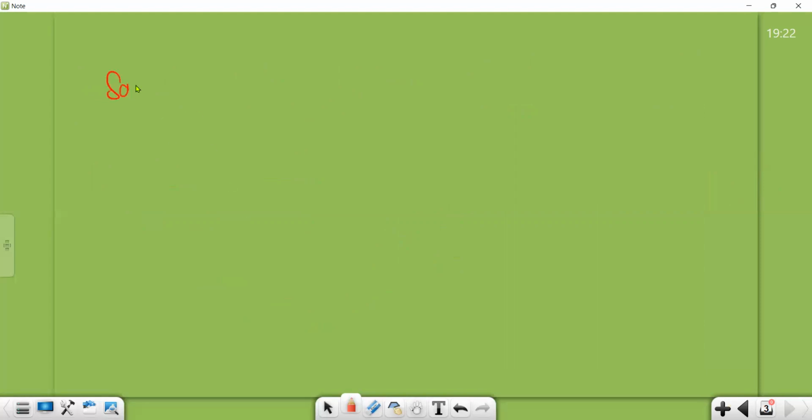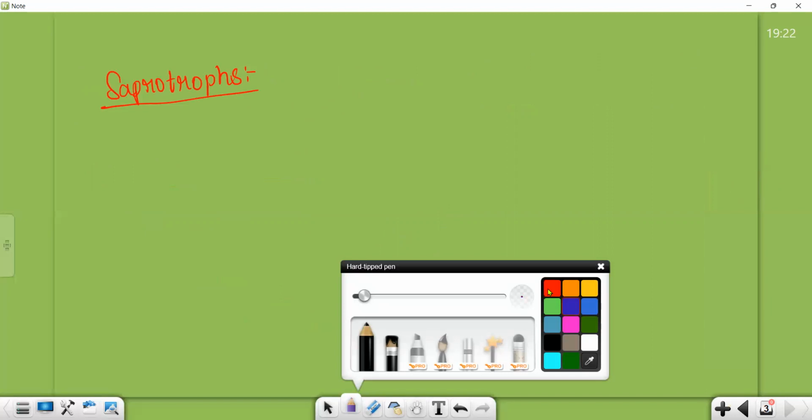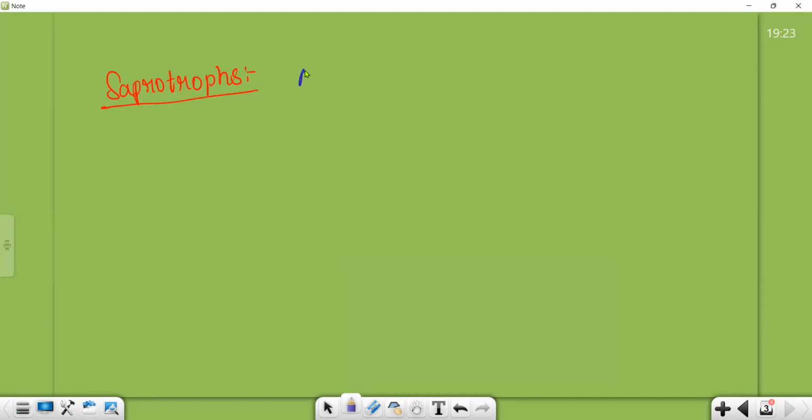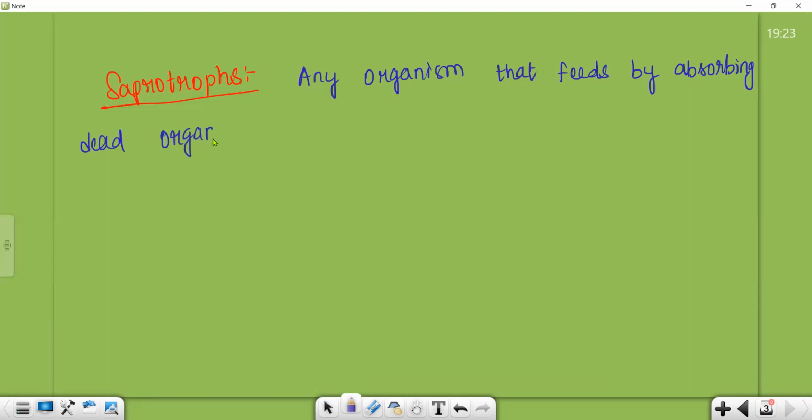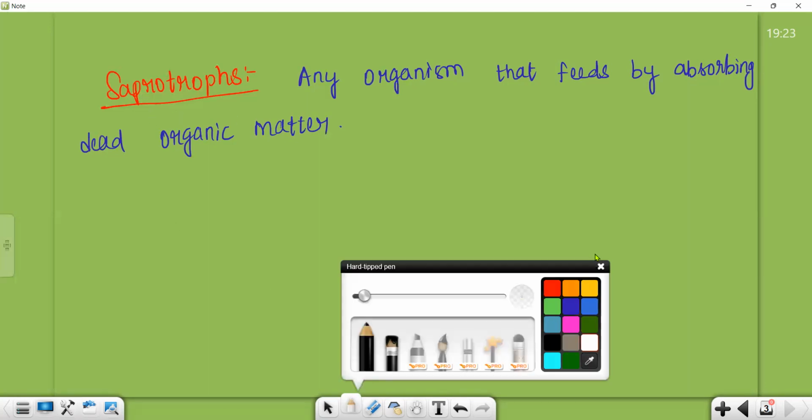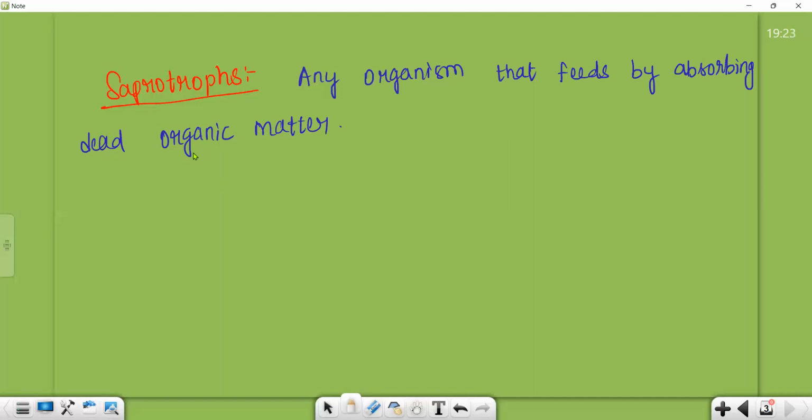Then coming to the next one, saprotrophs. Saprotroph means any organism that feeds by absorbing dead, decaying organic matter. Only then is it called a saprotroph. Mostly bacteria and fungi are considered saprotrophs. Examples: fungi, bacteria.